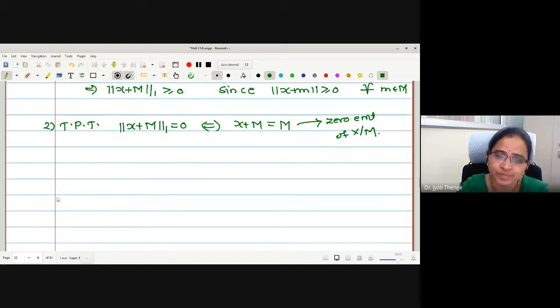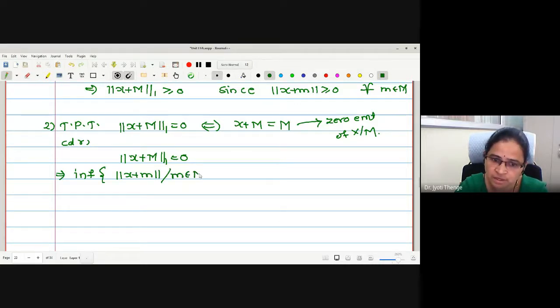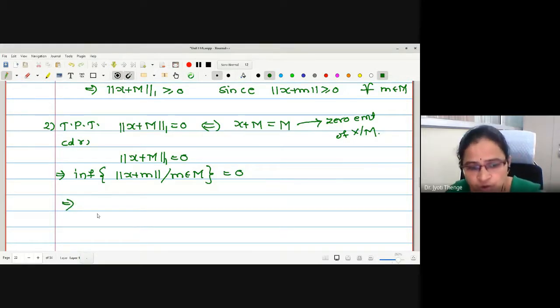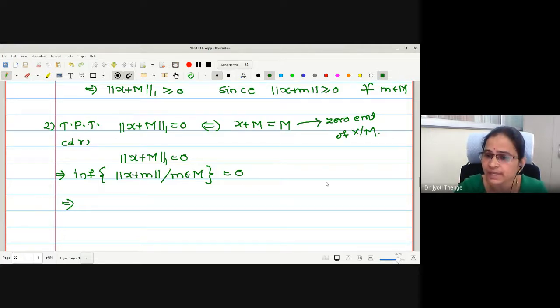Now we will assume one part. Then we will prove the reverse. First I will assume norm 1 of x plus m is equal to 0. According to the definition, this gives me the infimum of norm of x plus m, provided m is in M, is equal to 0, right? Now what is the infimum of norm x plus m equal to 0? Every term is non-negative, but we were saying the infimum is equal to 0. Means, can I say there are some elements whose norm is tending towards 0?